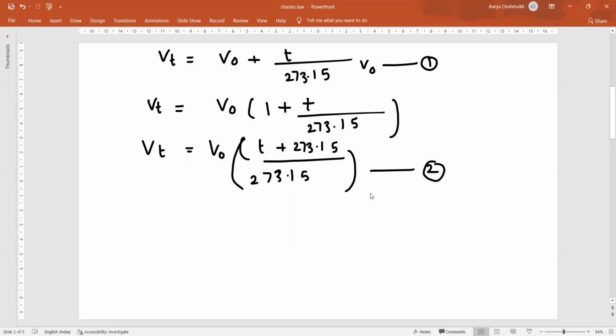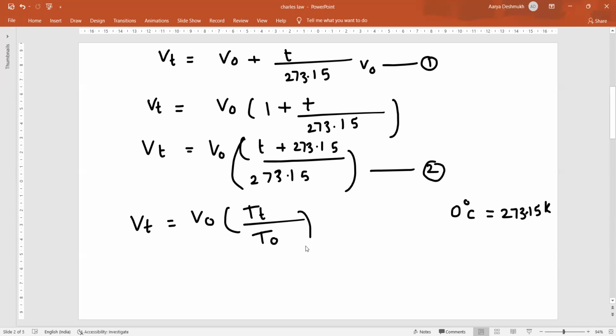Instead of this 0 degrees Celsius, you can write, 0 degrees Celsius equals 273.15 Kelvin. This is Kelvin. Okay. Now again further you can write this equation as Vt will be equal to V0 into capital T suffix t divided by T0. This will be your equation number 3.